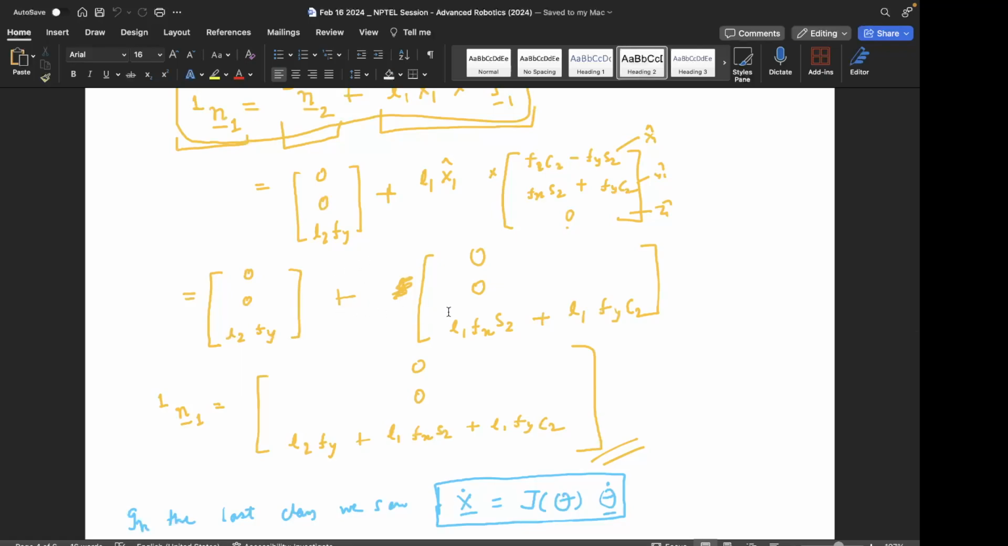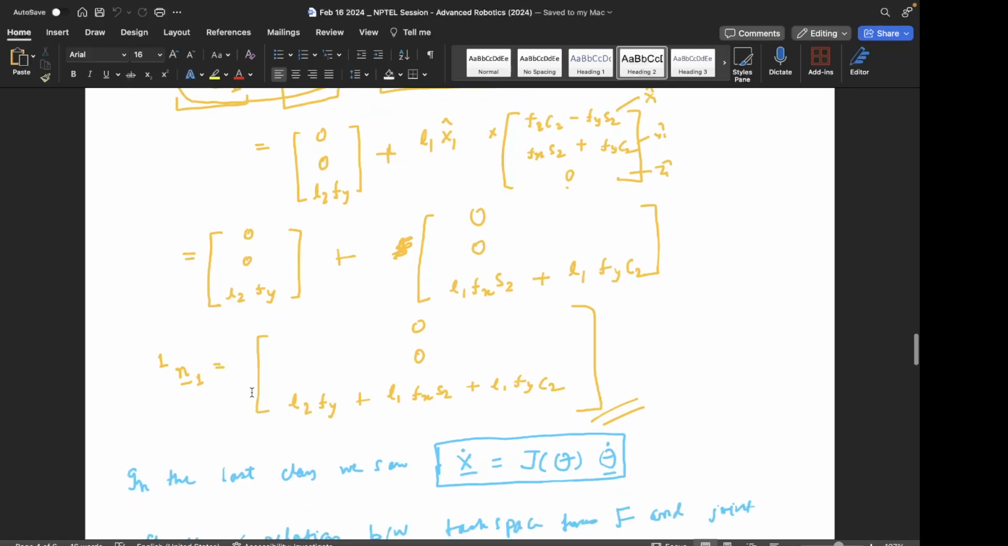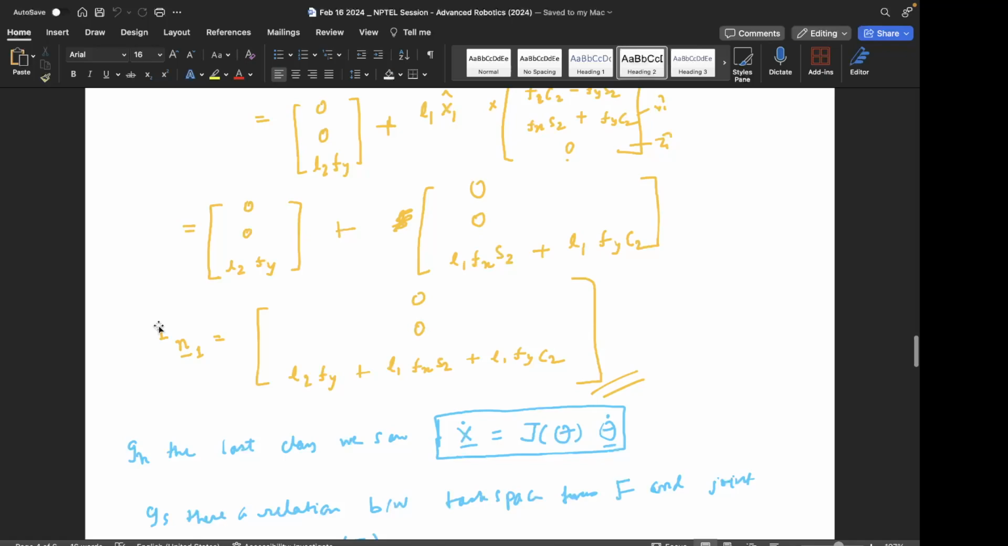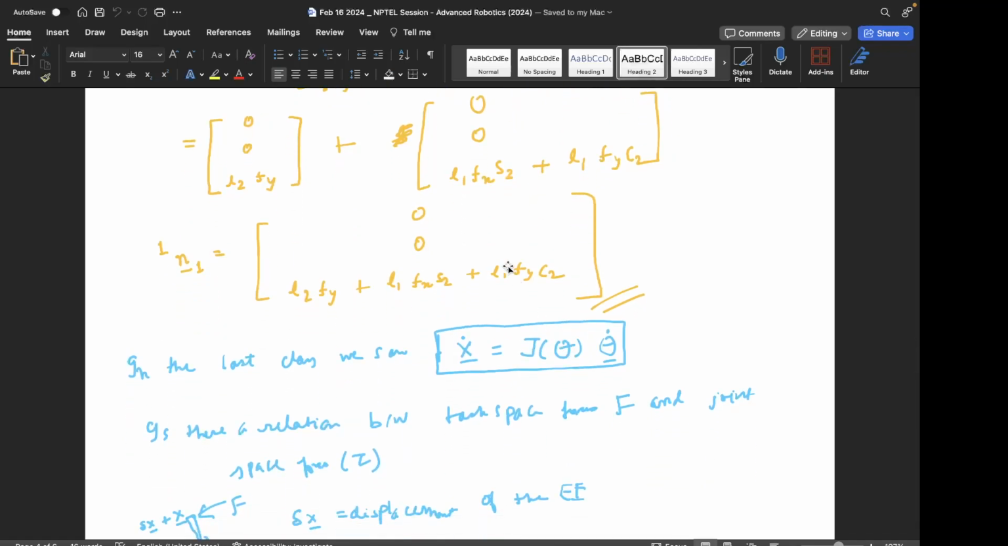After that, it's regular mathematical simplification in order to finally get this expression, n1 expressed in the first frame, which is 0, 0, and the z component is non-zero. This is expected because it's a 2D manipulator. It should only experience moment in the z direction because that's the direction in which it's allowed to move; the joints have a degree of freedom along that direction only. All right, so that's how we can do static force and moment analysis for a 2-link manipulator.